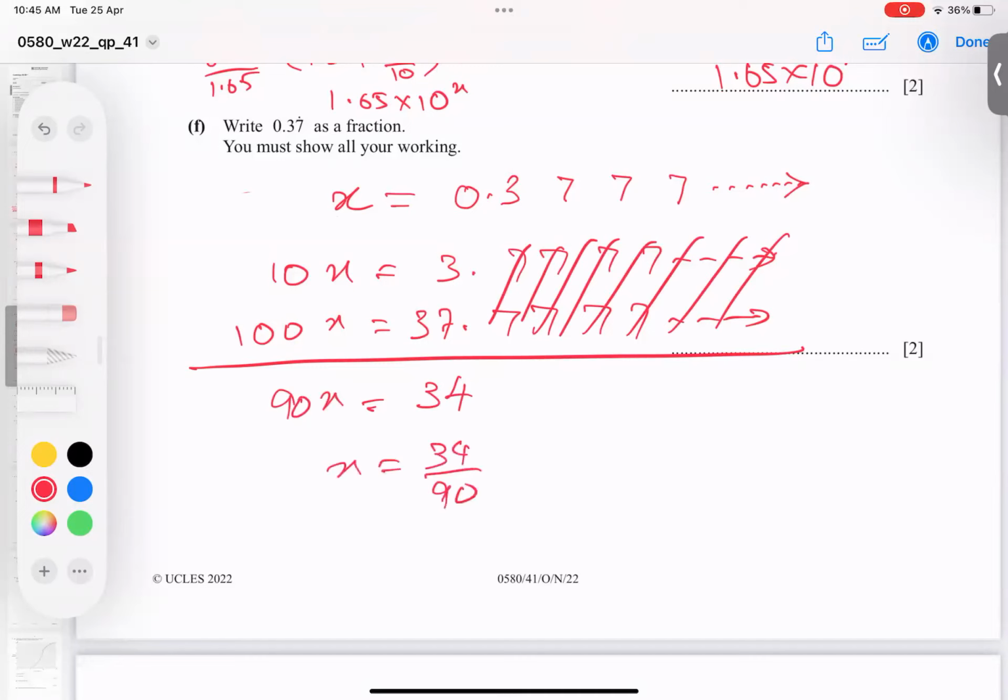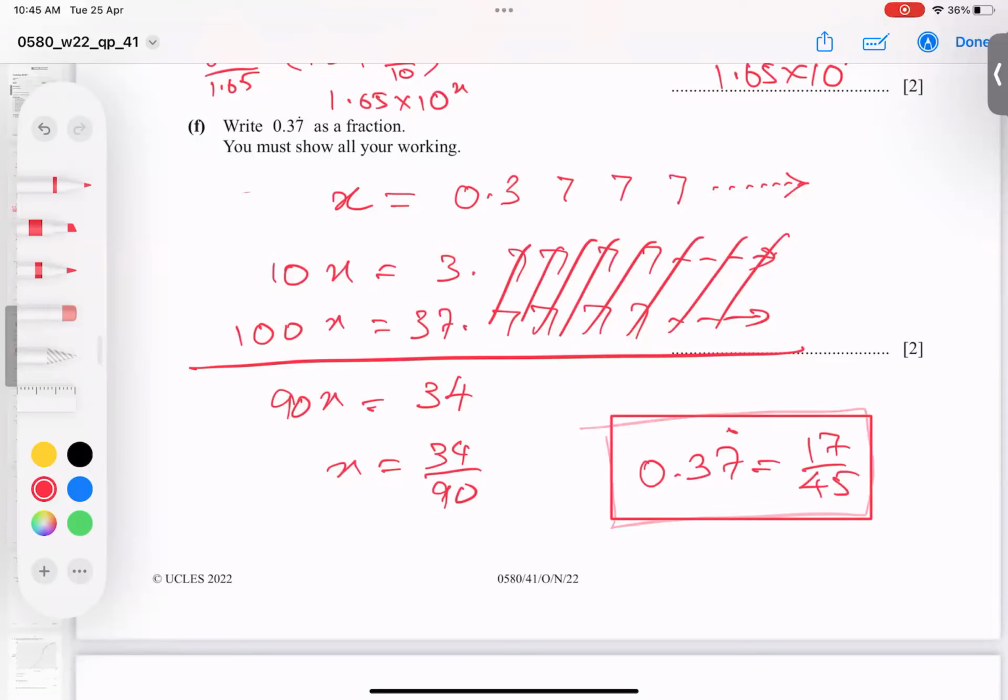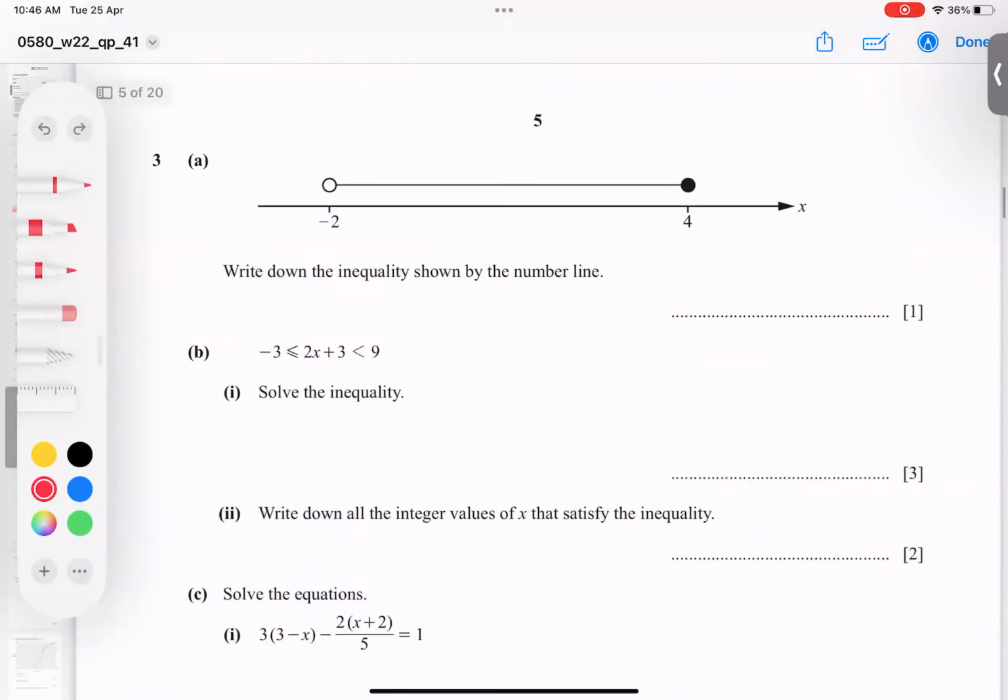And finally, I can simplify. And I got the answer 17 over 45. You can simplify or leave it, both are okay. So it means 0.37 is equal to 17 over 45. I wrote the simplest form. If you leave it without simplifying, it is also correct, but it is better to write the simplest form. So let's talk about question number 3.